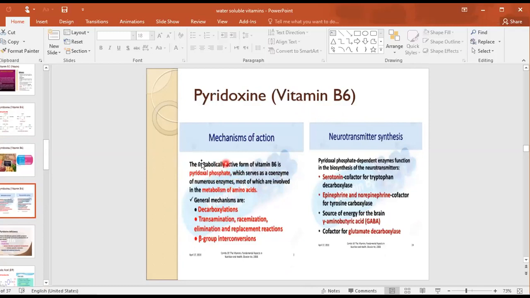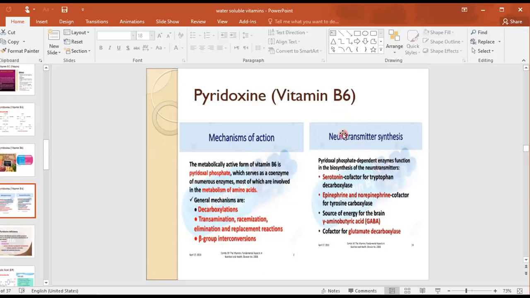Pyridoxal phosphate works as a cofactor for important chemical reactions of amino acids, like decarboxylation reactions, which is removal of CO2, and transamination reactions, which is a transfer of amino group from a compound to form a new compound. We are going to take this in detail later in another module. So for now, just know that pyridoxal phosphate is important for transamination reactions and for decarboxylation reactions, and both are in the metabolism of amino acids.